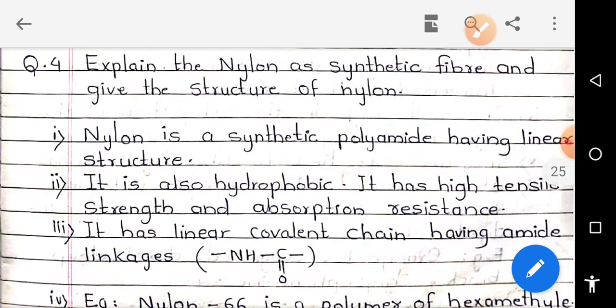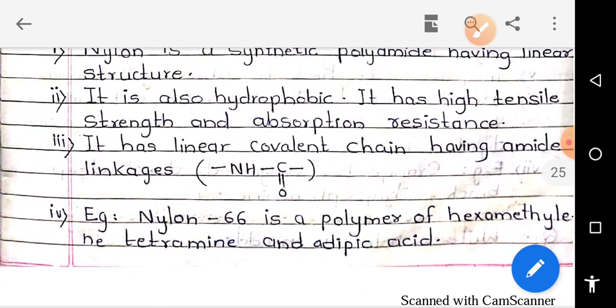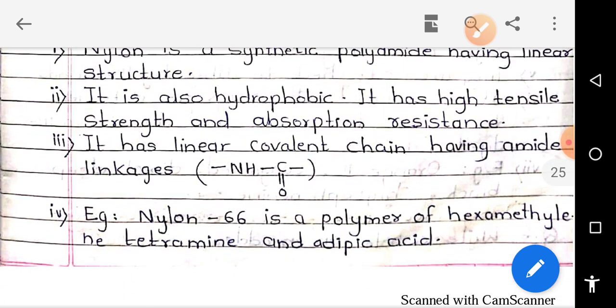Synthetic polyamides having linear structures, and it is also hydrophobic in nature, means it does not love water, it hates water, that is hydrophobic. It has a high tensile strength, means it can bear weight. If you bind a highly weighted material to that nylon, it can bear that tension, cannot rupture or break. That's why it has high tensile strength and absorption resistance.